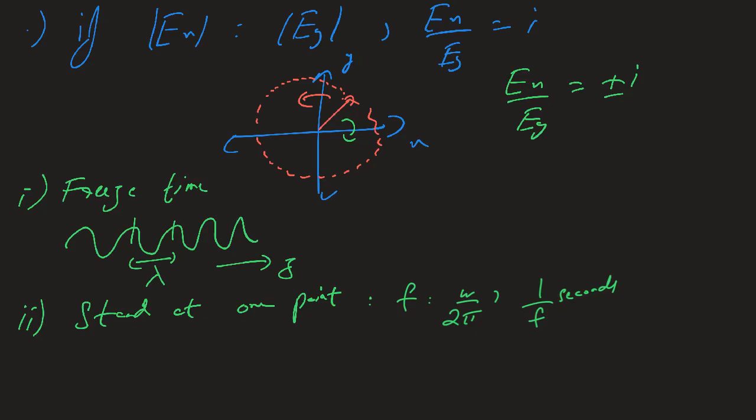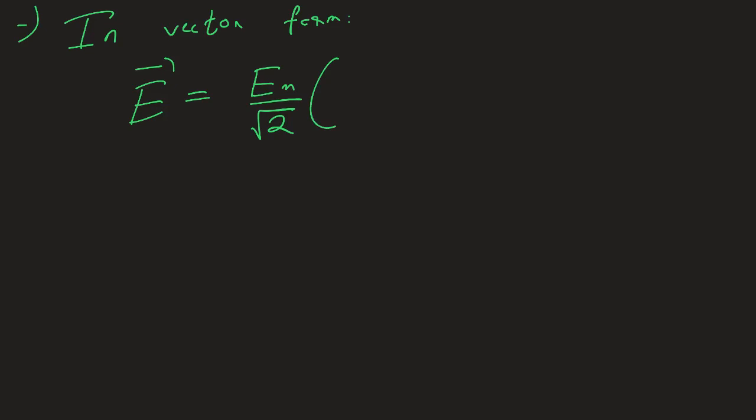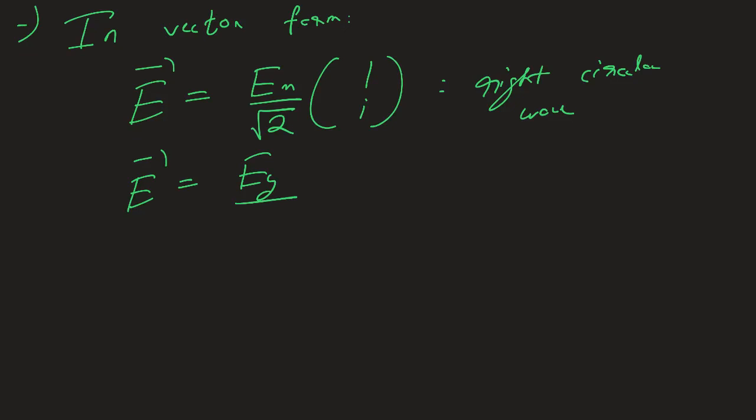And then if we were to express this in vector form, if E is Ex over the square root of 2 times (1, i), then what you have is a right circular wave, and if you have an E which is equal to Ey over the square root of 2 times (i, 1), what you have is a left circular wave.